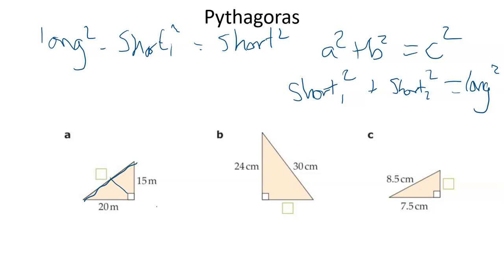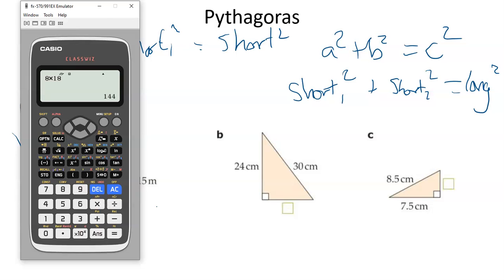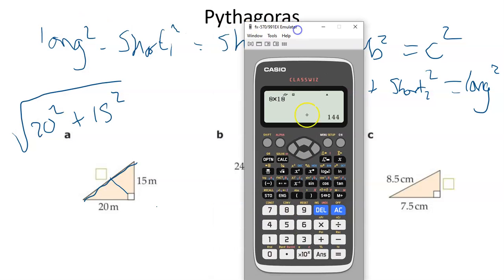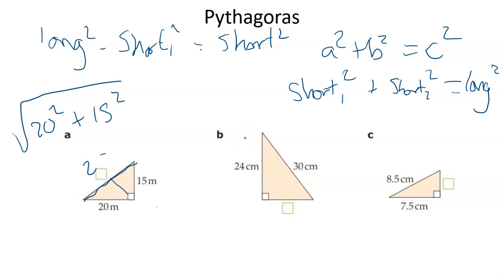Okay, example time. So we want the hypotenuse. We know it's the hypotenuse because it's not touching the right angle. It's the longest side. So we're going to do 20 squared plus 15 squared, and that will give us this side squared, so we're going to square root it. I'm going to do it all in the calculator. Big old square root, 20 squared plus 15 squared equals, and the answer is 25.